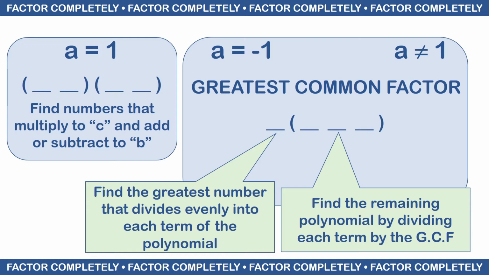Then you have to find the remaining polynomial that's left after you take out the greatest common factor. The easiest way to identify that polynomial is to divide each of its terms by the greatest common factor. And whatever you get when you divide, that is going to be the term that remains inside the parentheses.